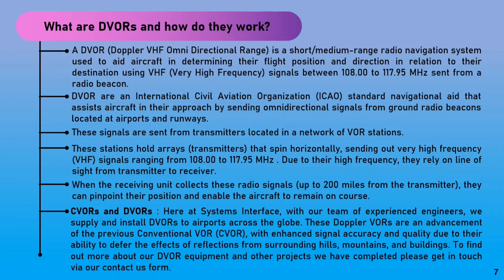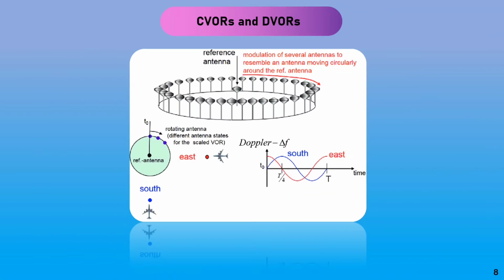CVOR and DVOR, here is the system interface. With our team of experienced engineers, we supplied and installed DVORs at airports across the globe. These Doppler VORs are an advancement of the previous conventional VOR, CVOR, and enhance signal accuracy and quality due to their ability to reduce the effects of reflection from surrounding hills, mountains, and buildings. Have a look at the image of CVOR and DVOR.